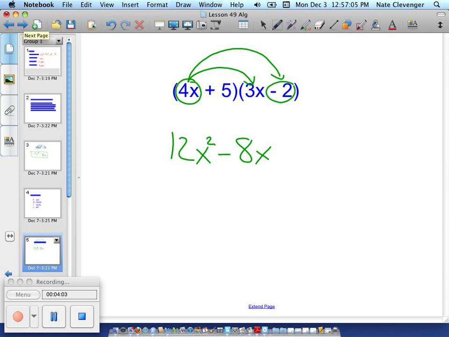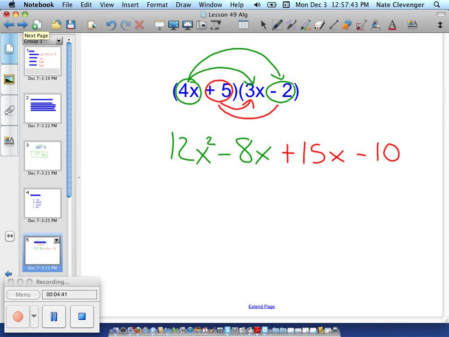So that's the firsts and the outsides. And we're going insides. So I'm going to now look at my 5, and I'm going to take it, my insides. 5 times 3x is a positive 15x. And then L stands for lasts. Now we're going to take our last. 5 times -2, -10. Do include the sign in front of your term as the parts are being multiplying through, or multiplying through.